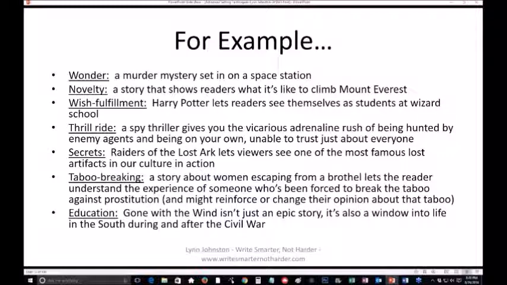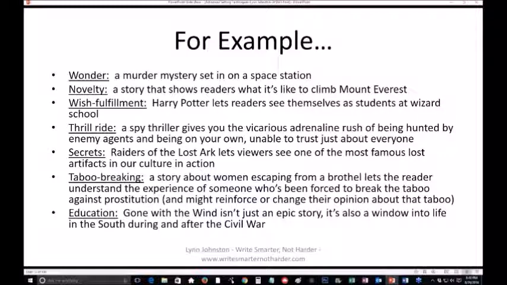It wasn't the only appeal, but it was one of the big ones. Taboo breaking. A story about women escaping from a brothel lets the reader understand the experience of someone being forced to break the taboo against prostitution, something that you probably definitely wouldn't want to experience in real life, but it could be fascinating to learn about it. It could help you understand what other people are going through and why it happens. So it's a taboo breaking that borderlines on educational. It might change your opinion about the taboo one way or the other.